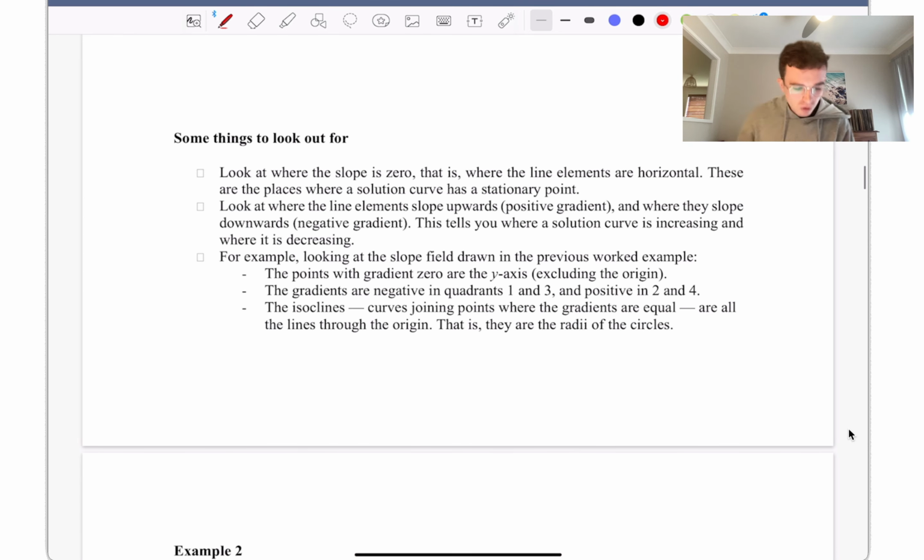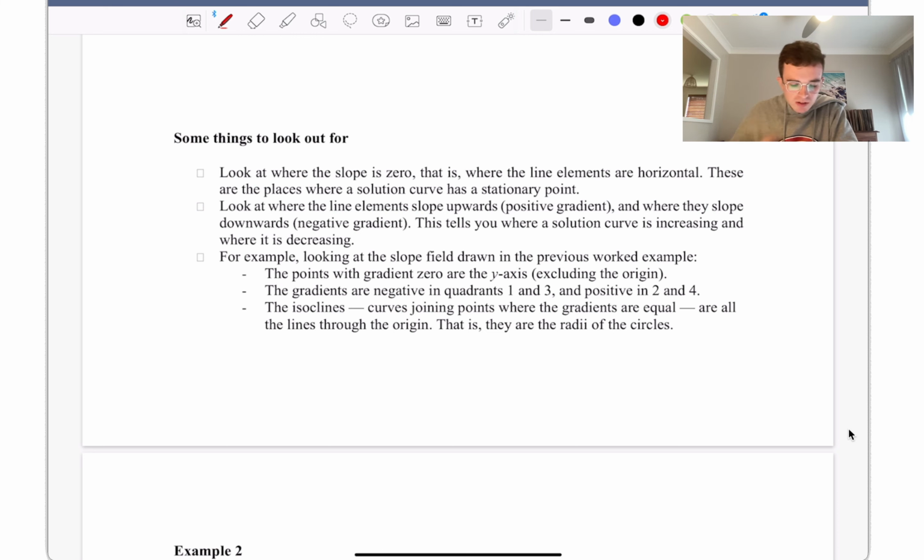Some things to look out for. Look at where the slope is 0, that is where the line segments are horizontal. These are the places where a solution curve has a stationary point. Look at where the line elements slope upwards, a positive gradient, and where they slope downwards, a negative gradient. And this tells you where a solution curve is increasing or where it's decreasing.